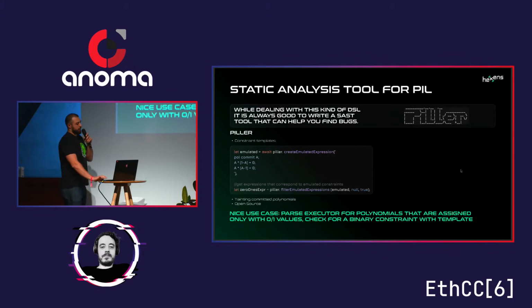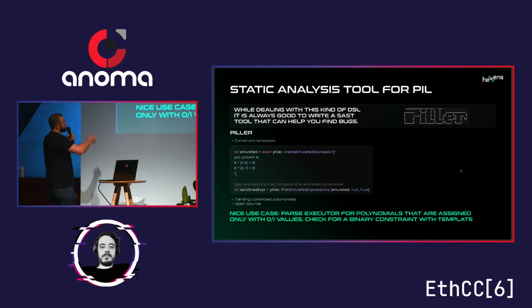So another important thing about analyzing this kind of project is when you work with this kind of DSLs, or even like PIL or even the zkEVM, it's always a really good idea to have a static analysis, because you have lots of polynomials, you have lots of constraints, and you really can improve your audit with automation. But PIL is a novel language, so we don't have a SAST. And eventually during the audit we wrote our own one. We called it Pillar, and we had a couple of very interesting features in it.